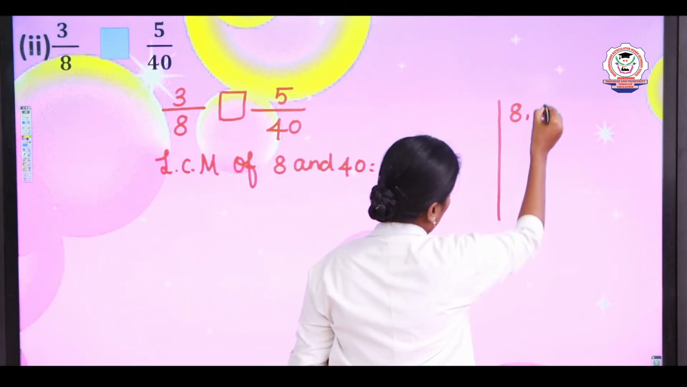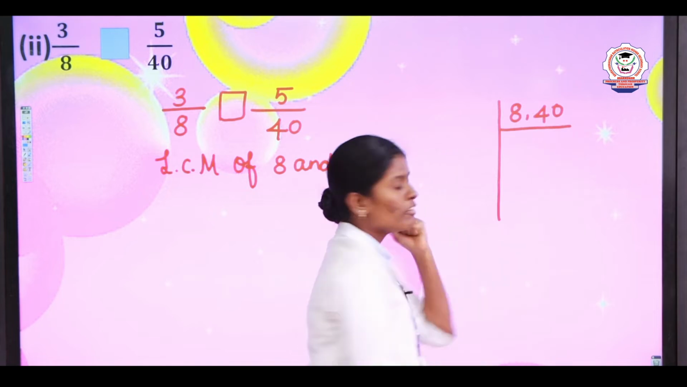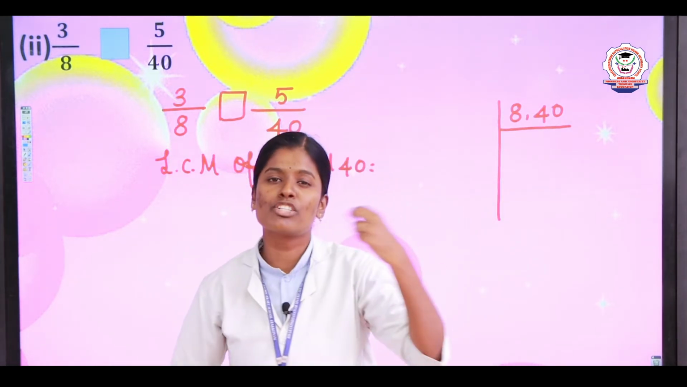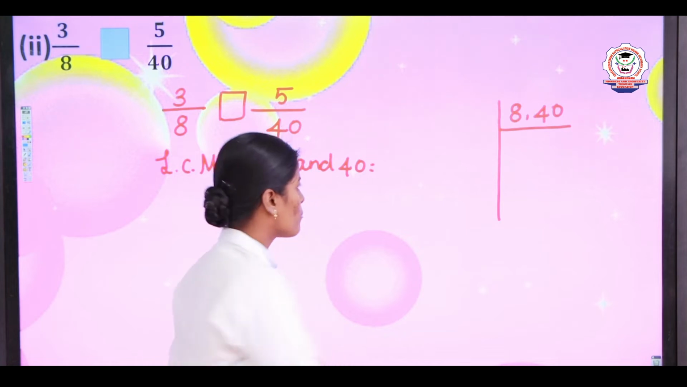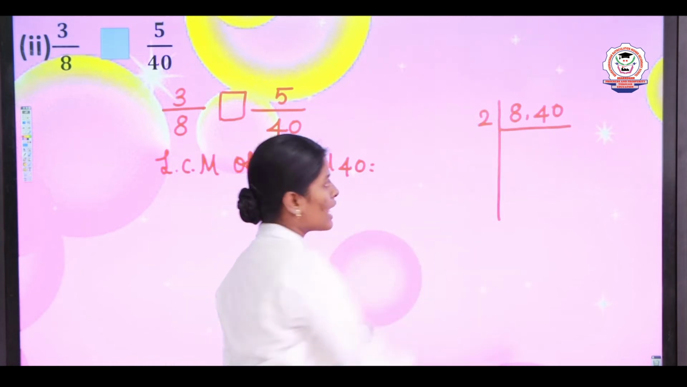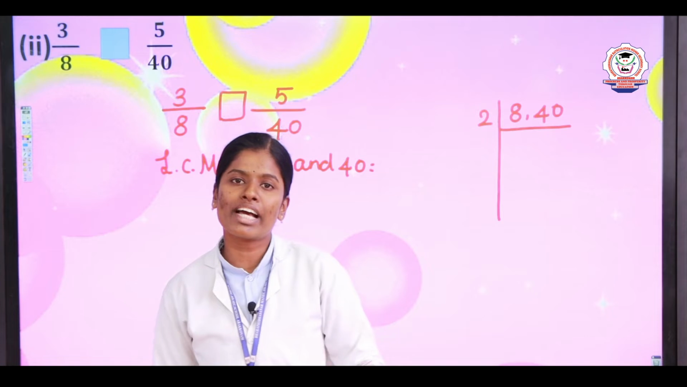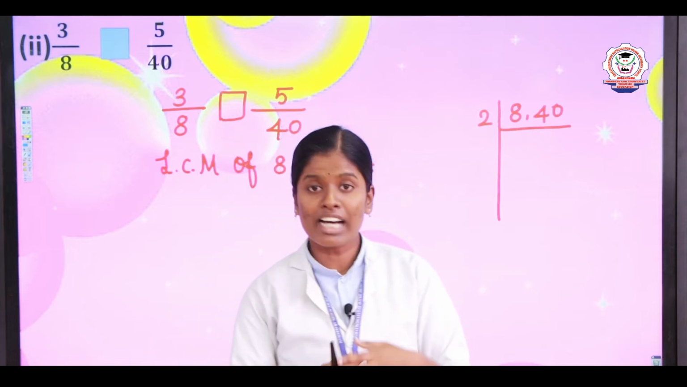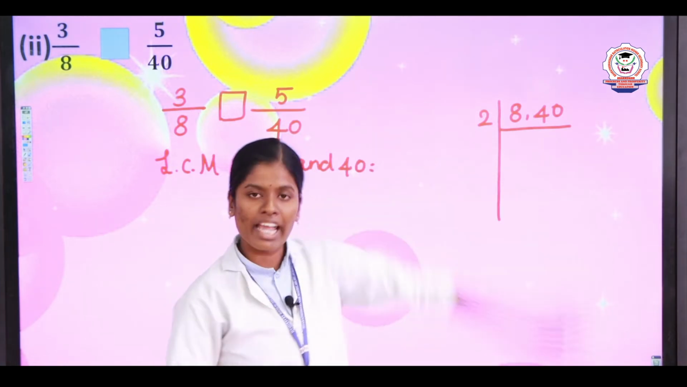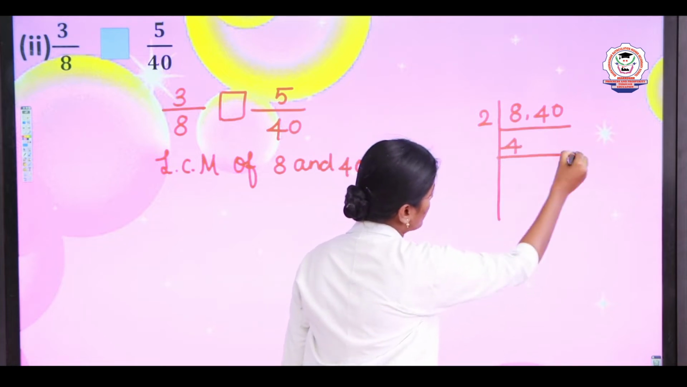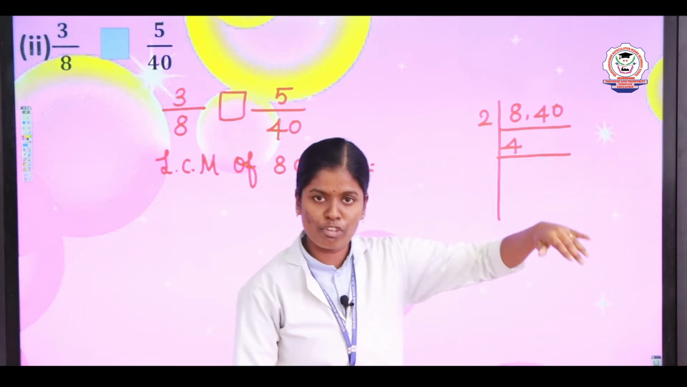So now we are going to do the LCM. 8, 40. First we are going to take the first prime number. You all know what is the first prime number. Our first prime number is 2. So take a 2. Now tell me Kiran, 2 table of 8? Yes, very good. How many times? 2 4s are 8. Already 2 is there, 8 is there. So our answer is 4.